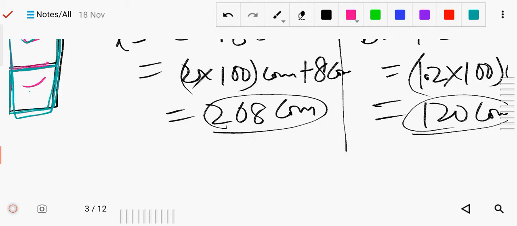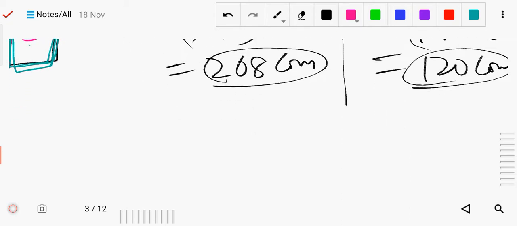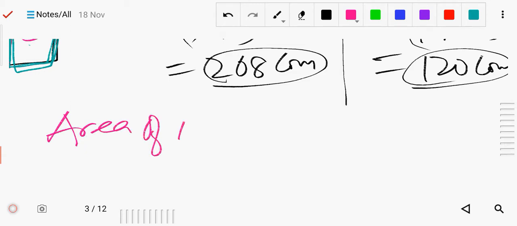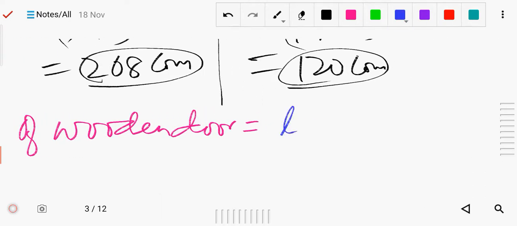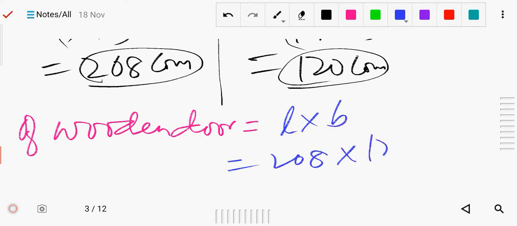Now we will find the area of the wooden door. We can multiply L into B, which is 208 multiplied by 120.